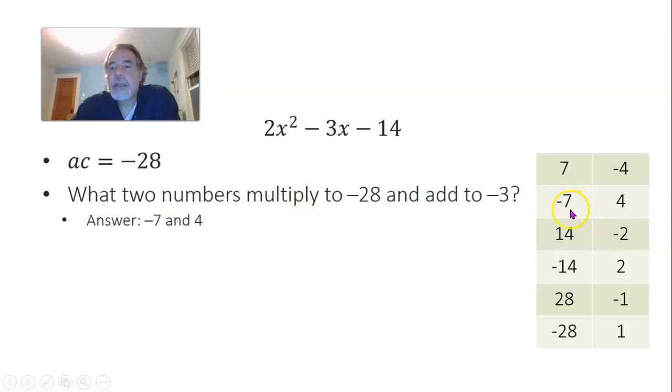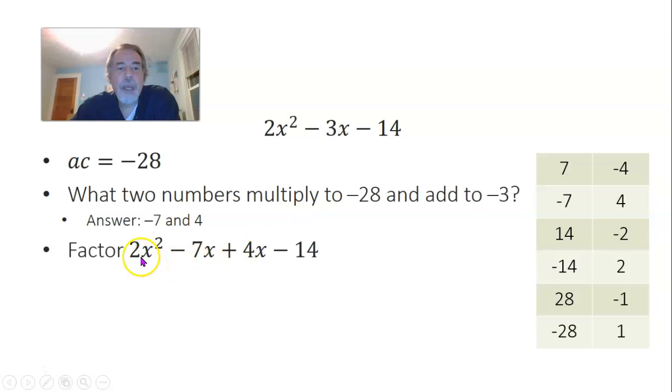That would be the negative 7 and the 4. Negative 7 times 4 is negative 28. Negative 7 plus 4 is negative 3. So use those two numbers to break up the middle term. 2x squared minus 7x plus 4x minus 14. And now factor that by grouping.